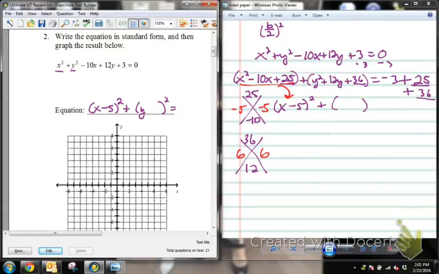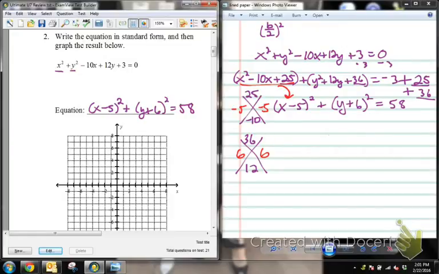Plus, now I can factor, and again, look at the diamond, that +6 on both sides, that's what's going in with y. +6 means y plus 6. On the right side, I'm going to combine all those together, -3 plus 25 plus 36, and I get 58. So now, I've got my equation set, and I've got +6 here, and I've got 58 here.